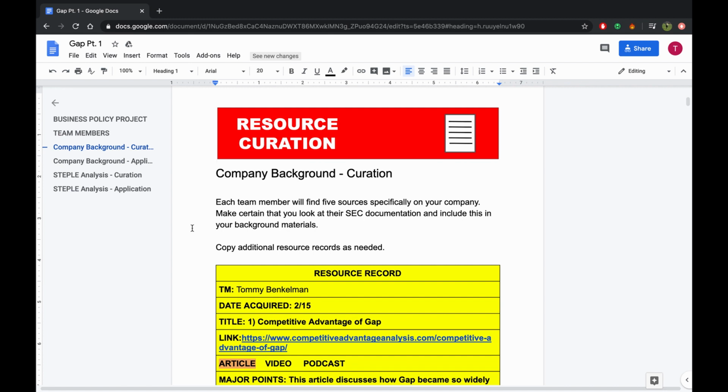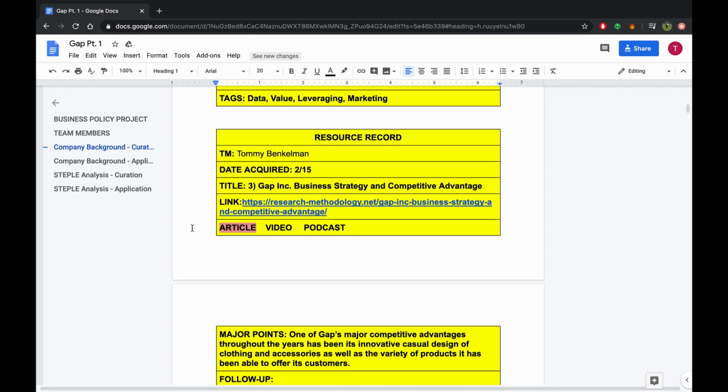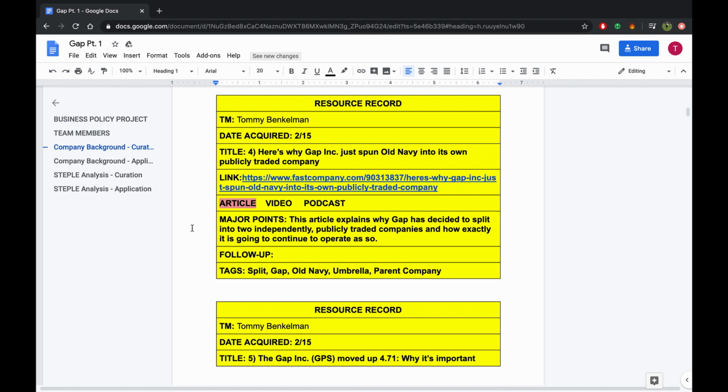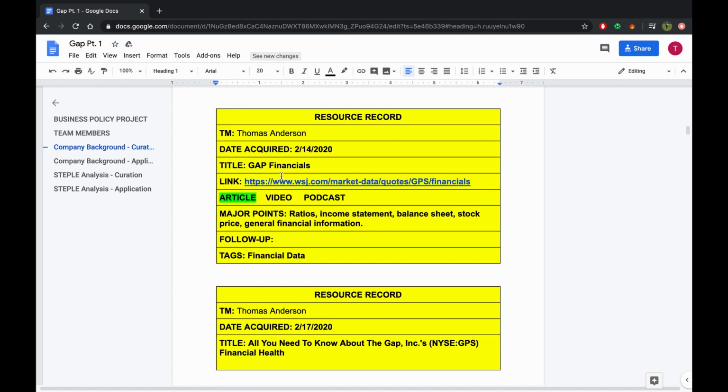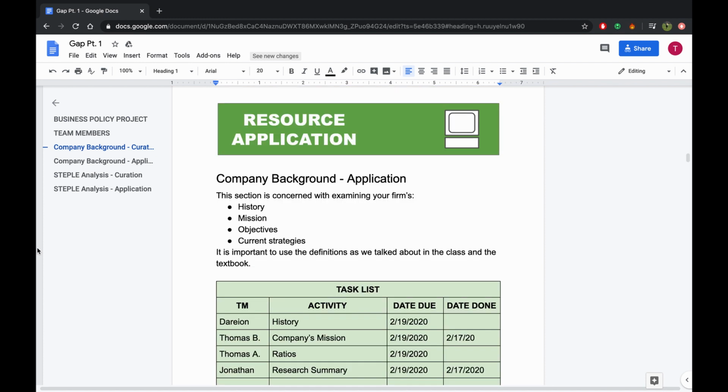We found articles about basic, essential information, like their competitive advantage, their business strategy, financial moves like trying to spin Old Navy off into its own publicly traded company. We found information from Gap's website itself. We found company's financials from websites like the Wall Street Journal and Yahoo Finance. The next portion of this was application.